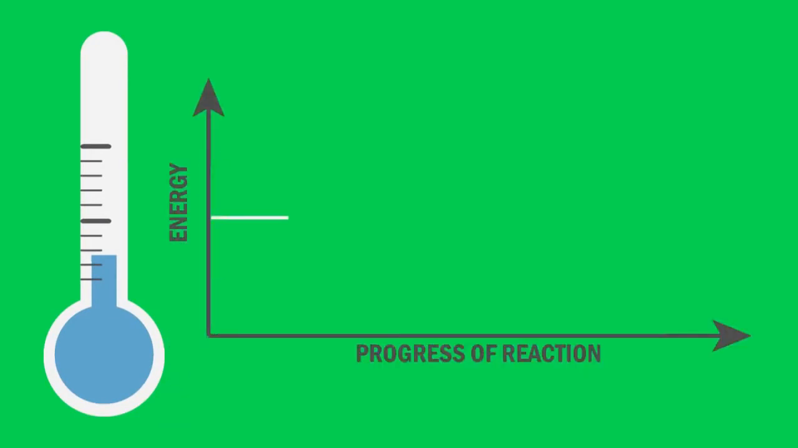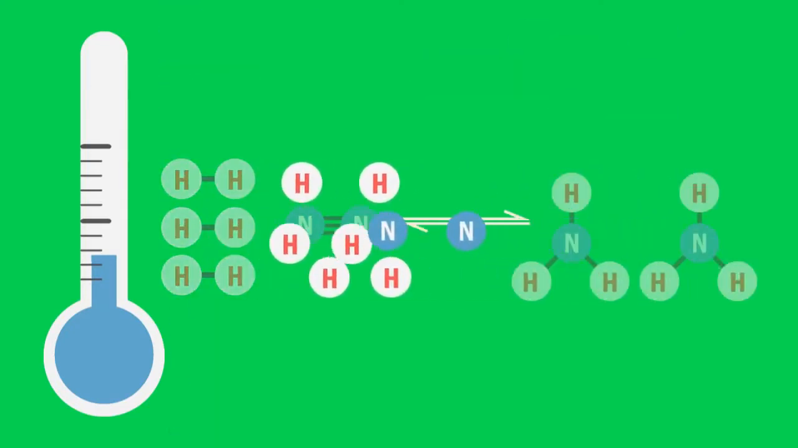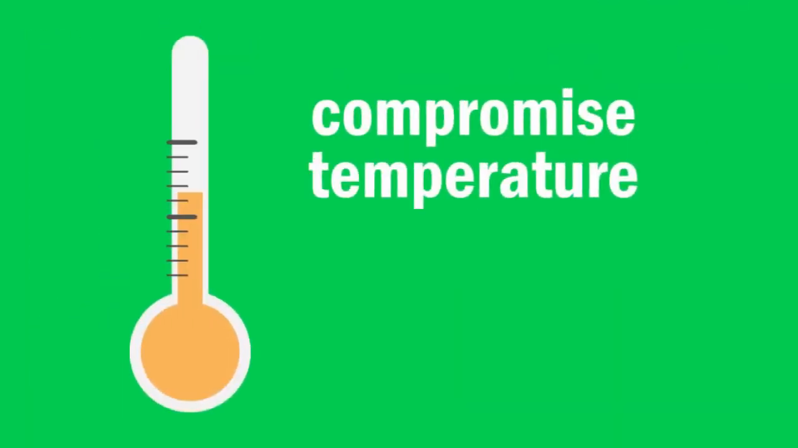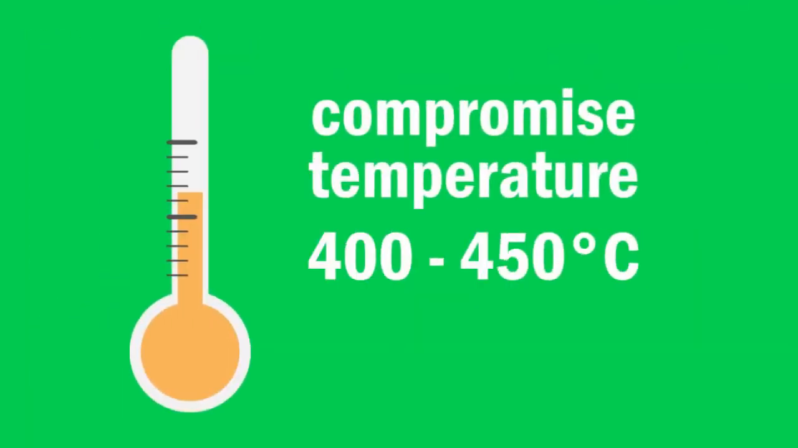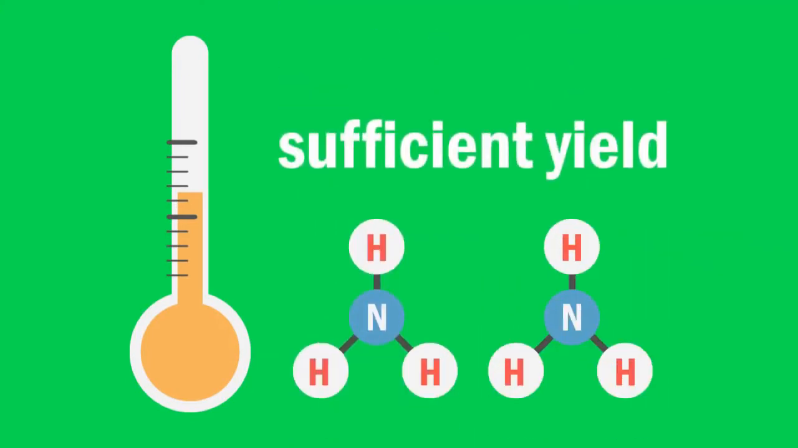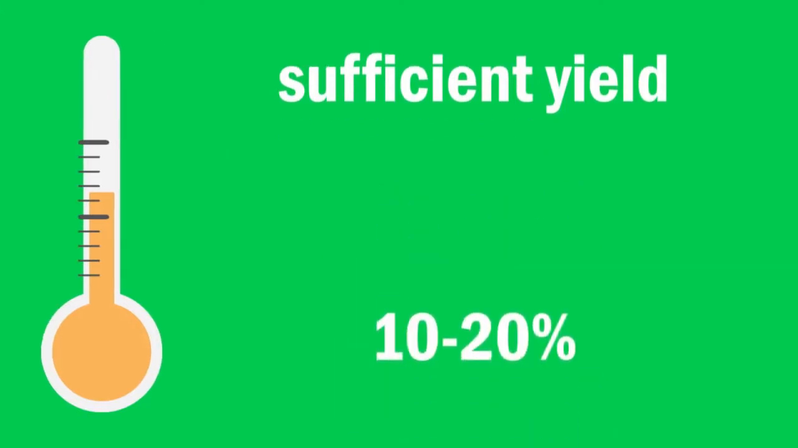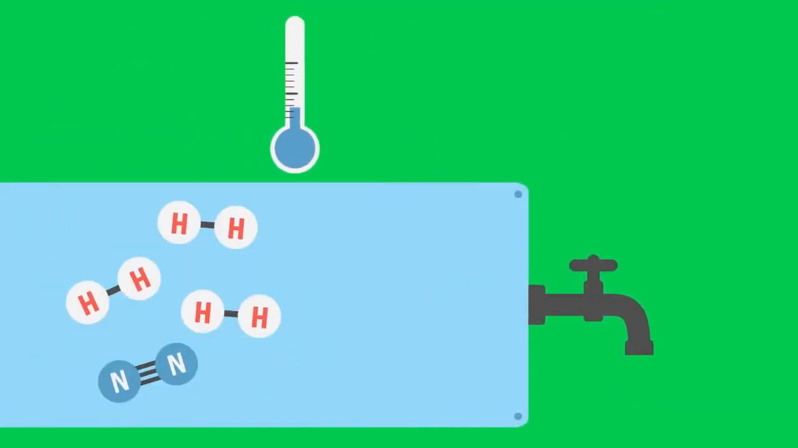If a low temperature were used, the rate of reaction would be very slow, though the exothermic reaction would be favored. It would actually take a long time for equilibrium to be reached, so a compromise temperature of 400 to 450 degrees Celsius ensures that the reaction proceeds with sufficient yield. The yield of this process is 10 to 20%. Remember from the introduction that unused gases are recycled, so no reactants are wasted. As well, an iron catalyst is used in this process.